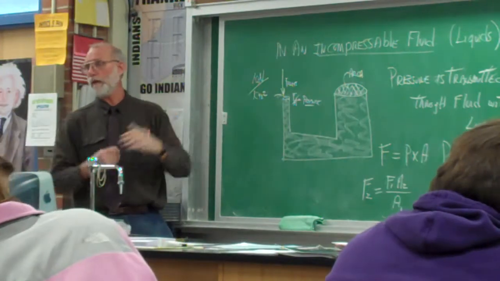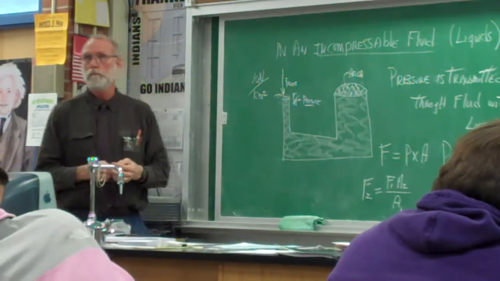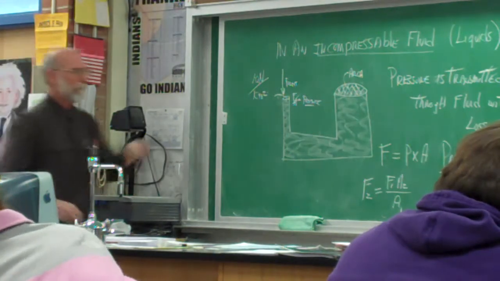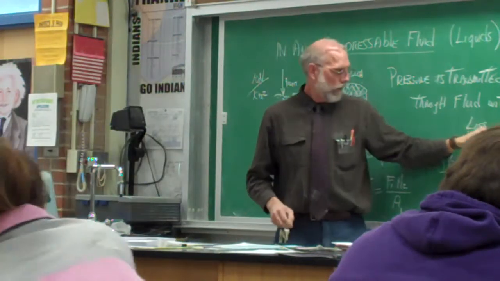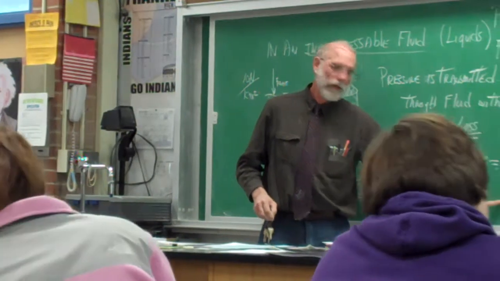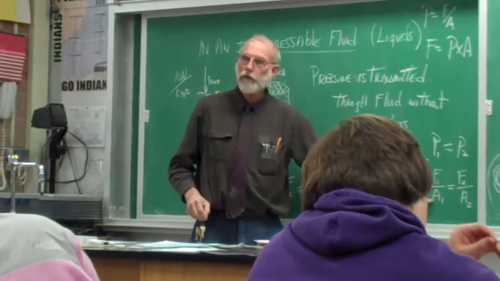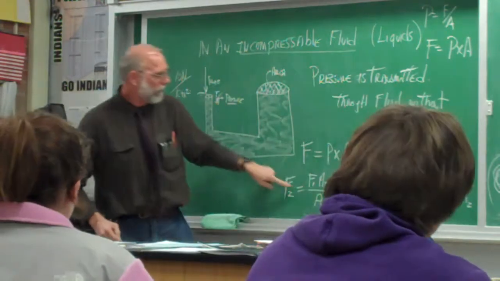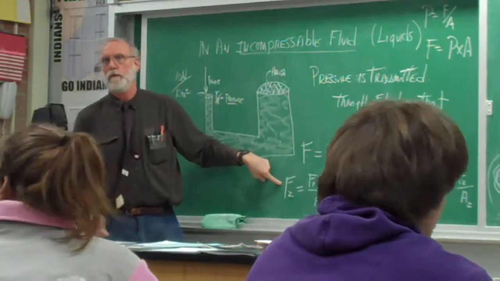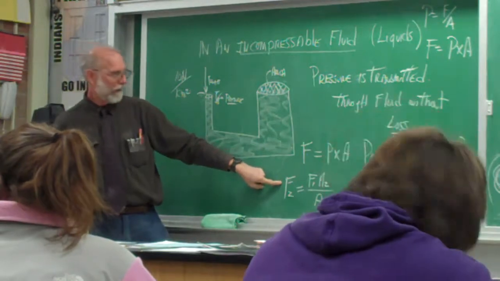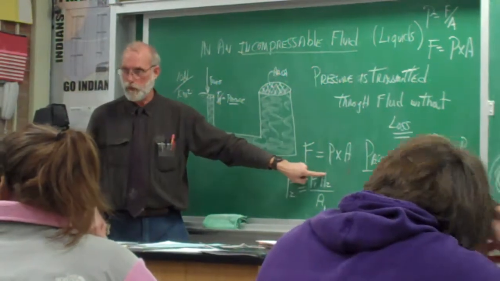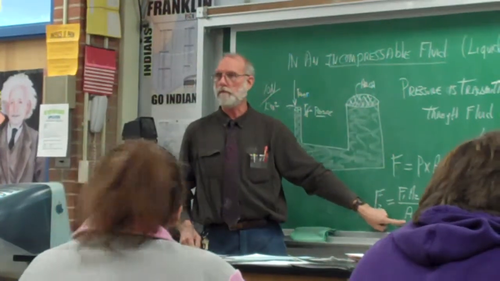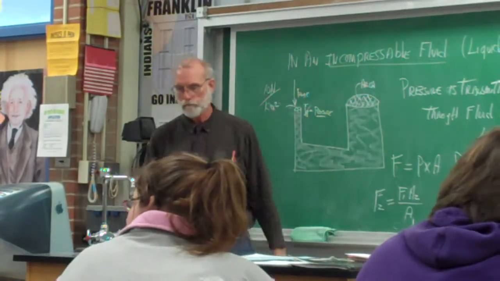And the difference is the area. So Pascal's law, basically pressure 1 is equal to pressure 2, or pressure, which is force over area. Force 1 over area 1 is equal to force 2 over area 2, which then flips to this. The force out is the force in times the larger area 2 over the smaller area 1.